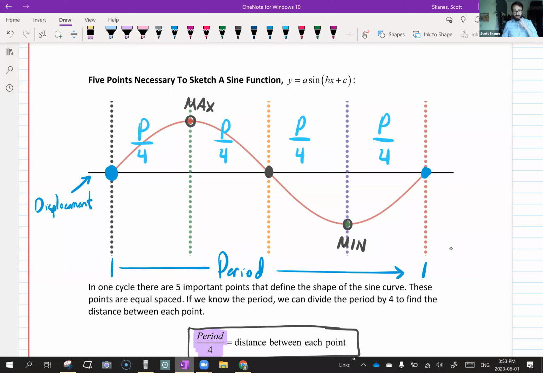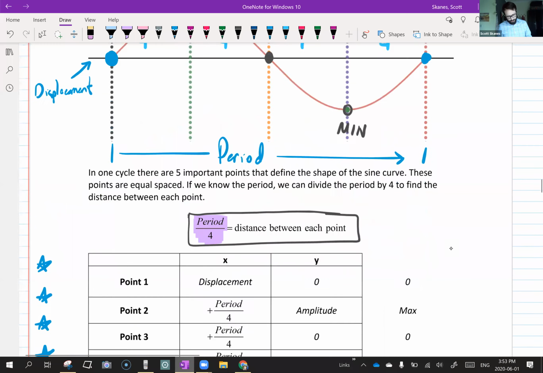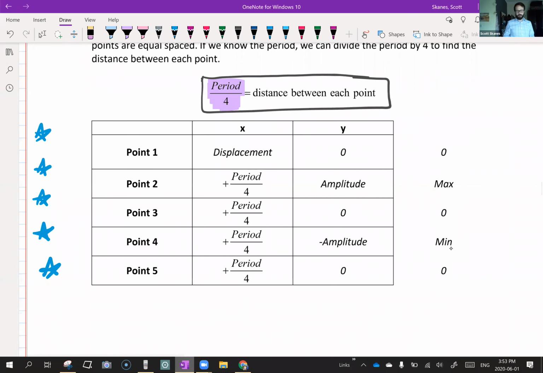So I guess what I'm trying to say is you have 5 points. First point, add a quarter of the period, you'll get your next point. Add another quarter of the period, you'll get your next point. Add another quarter of the period, you'll get your next, and then you'll get your last point based on that. And the table, which looks crazy when you first look at it, should hopefully make sense. We start with our first x value. The x value for point 1 is whatever the displacement is. If the displacement's 5, you put a 5 in that box. And then each time you add whatever the period is divided by 4.